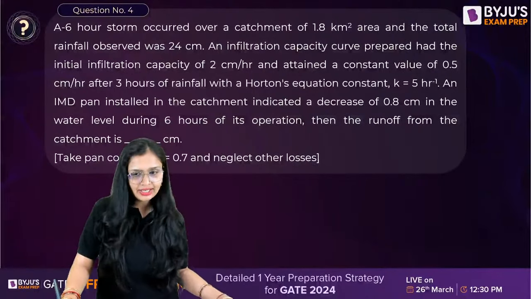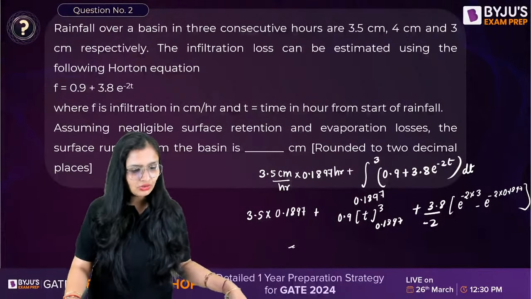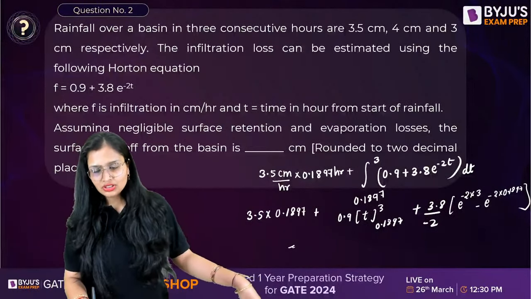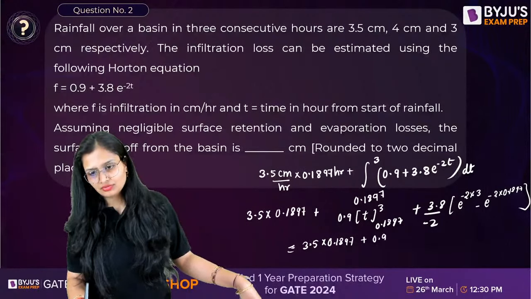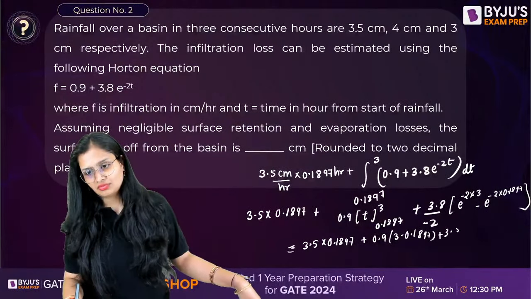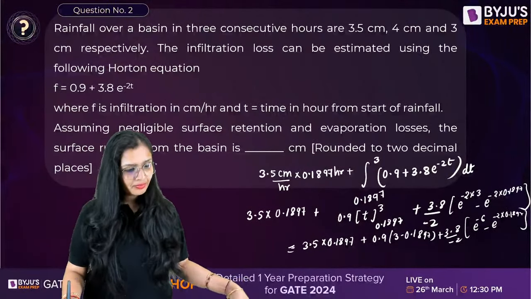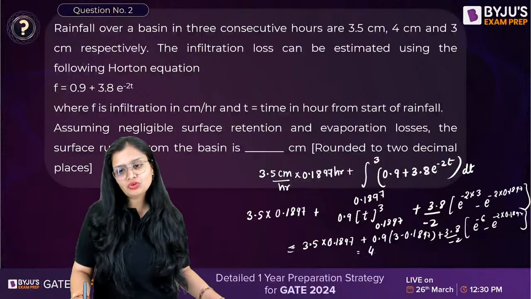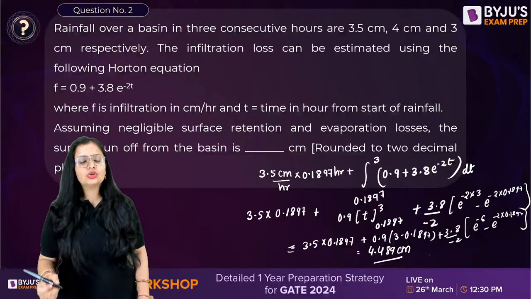So this will give you the value of infiltration. Are you guys calculating? Anybody? Are you guys calculating the value? Just do it once. You have to just substitute it. How much is it coming? Anybody did it? This comes out to be 4.489 centimeter. Just check it out once. So this is the total infiltration.